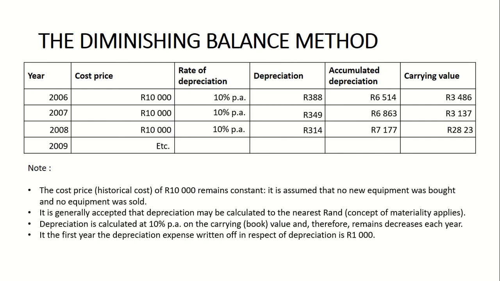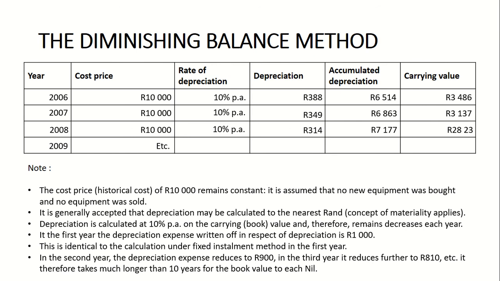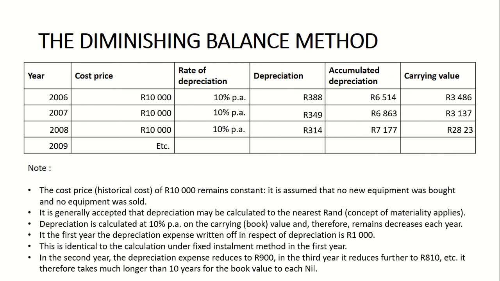In the first year, the depreciation expense written off is 1,000 rand, and this is identical with the accumulated depreciation, and is also identical to the depreciation under the fixed installment method in the first year. In the second year, the depreciation expense reduces to 900. In the third year, it reduces further to 810, etc. It therefore takes much longer than 10 years for the book value to be equal to 0.